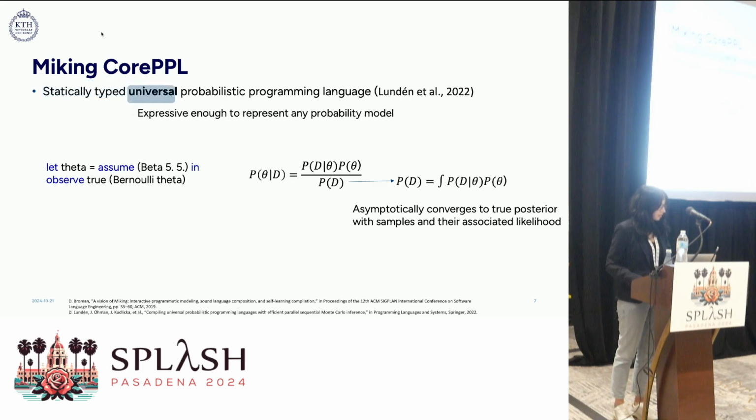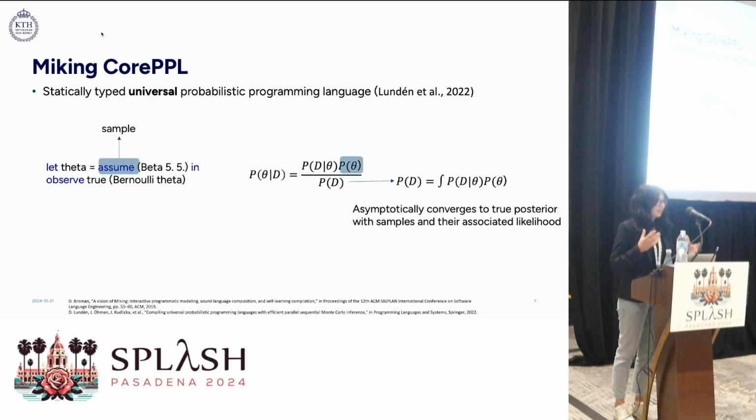And then the universal means it is expressive enough to represent any probability model. And then here in CorePPL, on the left-hand side is the coin example written in CorePPL. It has some simple constructs that I think exist in all probabilistic programming languages. One, maybe with different terms, is assume, which provides sampling from a distribution, in this case from a beta distribution. So we sample from a beta distribution, and this actually corresponds to the prior in the Bayesian formula.